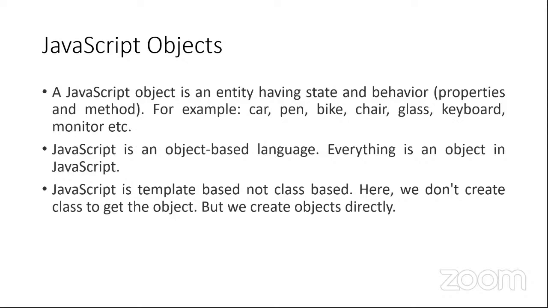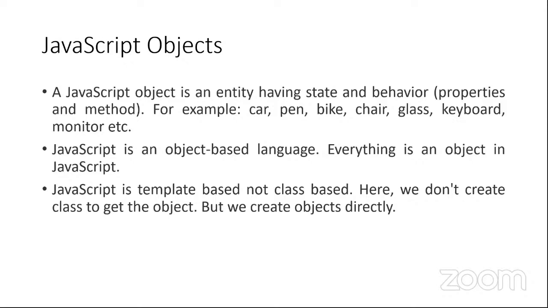Okay. So here we can have any example. Here I have given examples such as car, pen, bike, chair, glass, keyboard, monitor, laptop, mobile, etc. Whatever things are surrounding us, all of those are called objects. Even we human beings are an example of real-time objects.